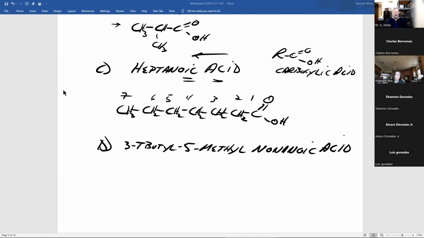All right, I think everybody's done. My turn. How do you decode this? You start from the right, move left. OIC acid, that's a carboxylic acid. If the OIC were an E, nonane, 9 carbons.